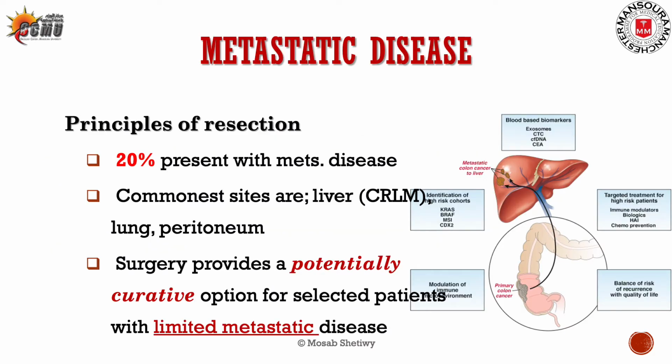Lastly, metastatic disease represents about 20% of all cases of colorectal cancer at presentation. Common sites are the liver, followed by the lung, and then the peritoneum. Actually, surgery for metastatic colon cancer provides a potentially curative option for those patients with isolated or limited single-site metastatic disease.